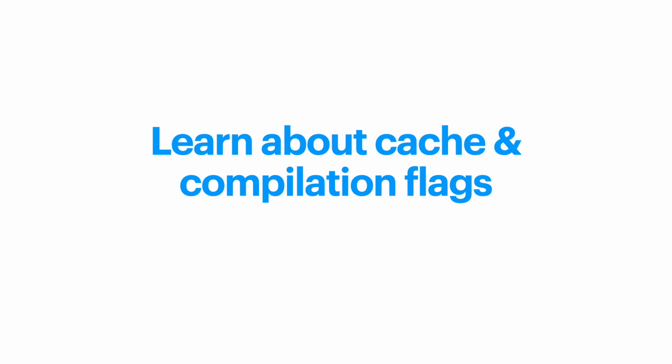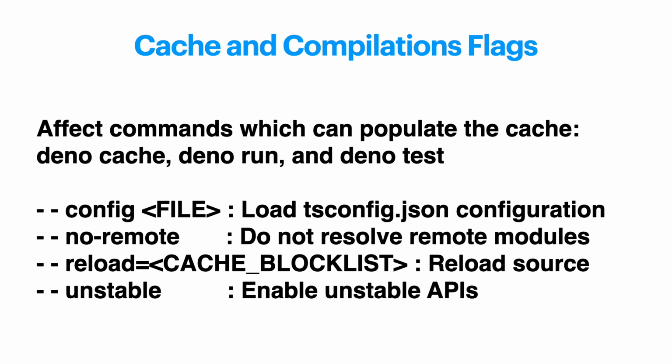And there are also cache and compilation flags. These affect commands which can populate the cache: deno cache, deno run, and deno test. And here are some examples. For example, config loads the ts-config.json configuration, and no-remote means do not resolve remote modules. And you can reload, which basically reloads the source and overrides it. It can also pass the unstable flag, which enables unstable APIs.